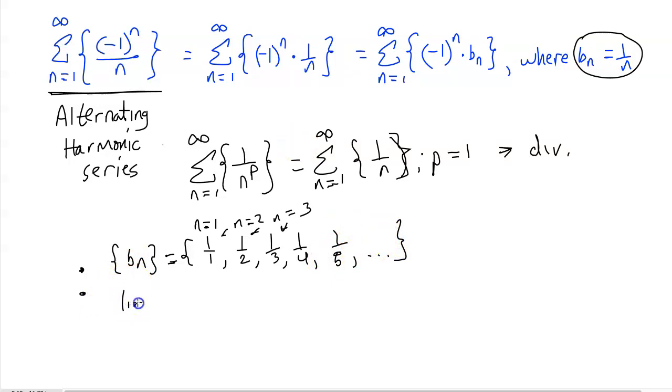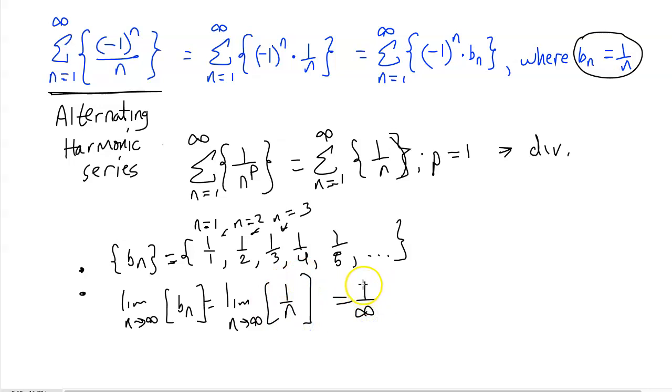So the second thing is that if we take the limit of b sub n, which is the same as taking the limit of 1 over n, then of course we know 1 divided by infinity in terms of limits just means that we're dividing 1 by an infinitely large number, which goes to 0. So although the pure harmonic series diverges, we know that the alternating harmonic series converges.